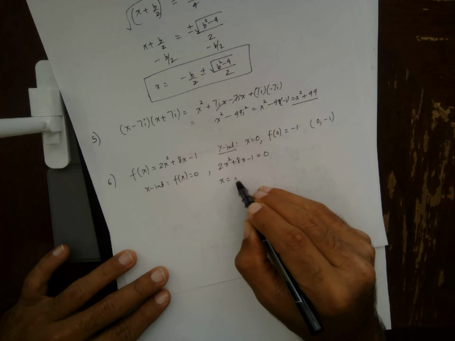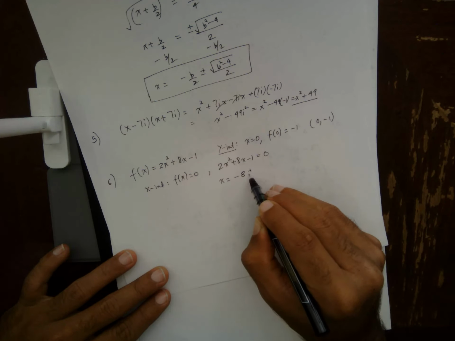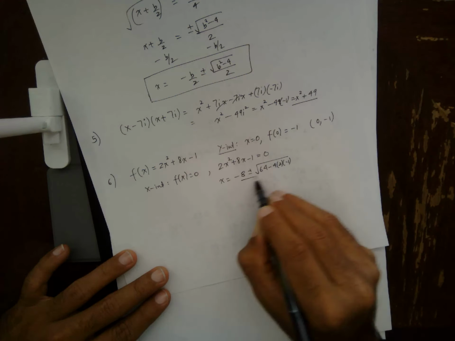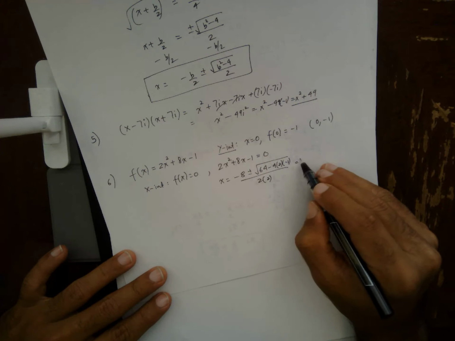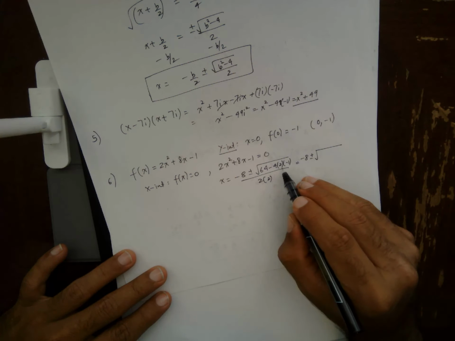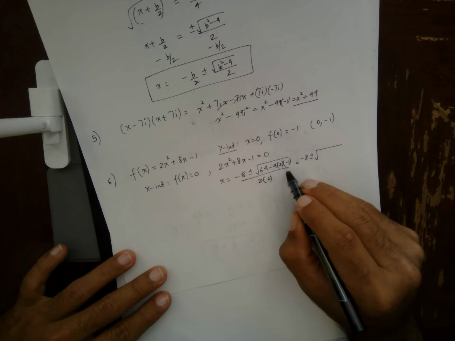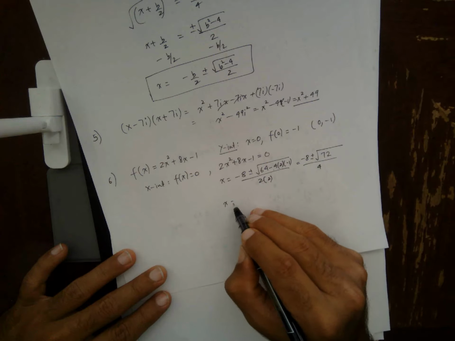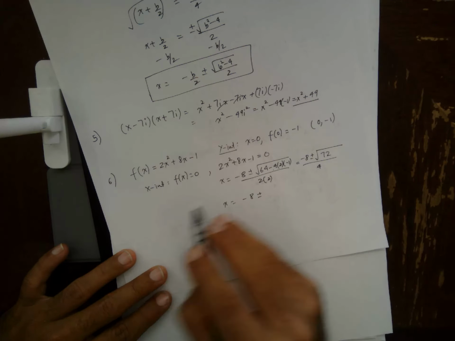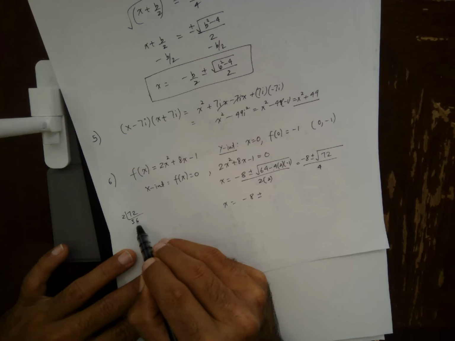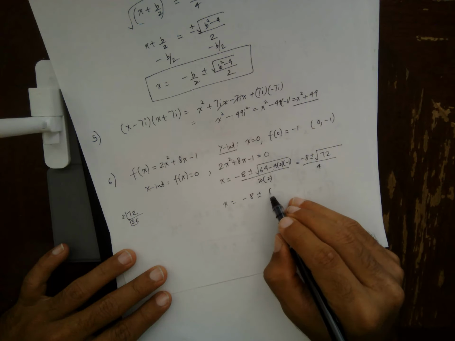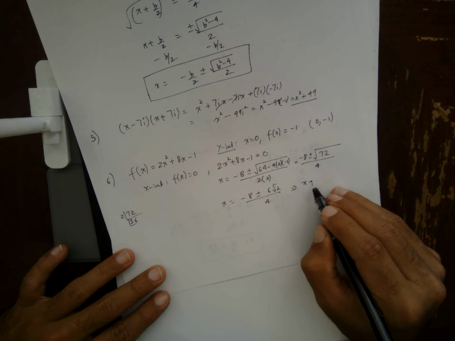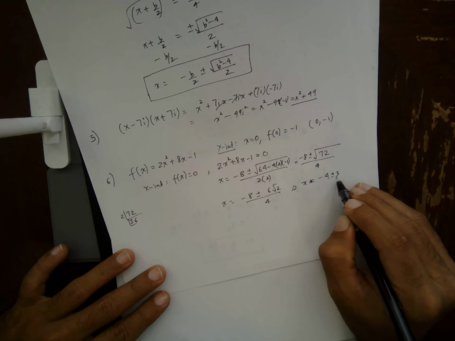But here basically x is going to be negative 8 plus minus the square root of 64 minus 4 times 2 times negative 1, over 2 times 2. Negative 4 plus minus the square root of 64 plus 8, because the negative times negative is a positive, so 72 over 4, which you can simplify. 72 is 2 times 36, so it's 6 root 2 over 4, which if you want to simplify further becomes negative 4 plus minus 3 root 2 over 2.